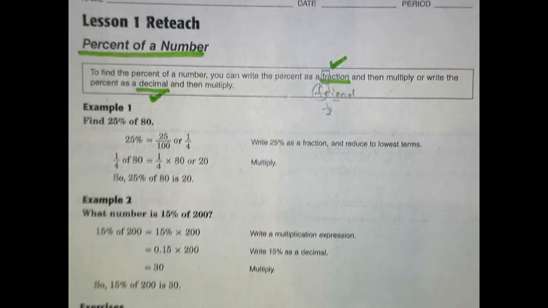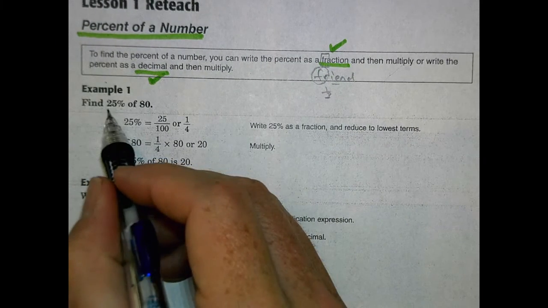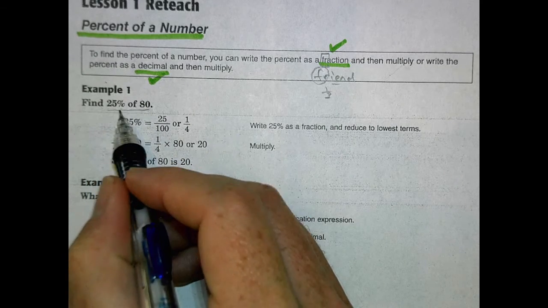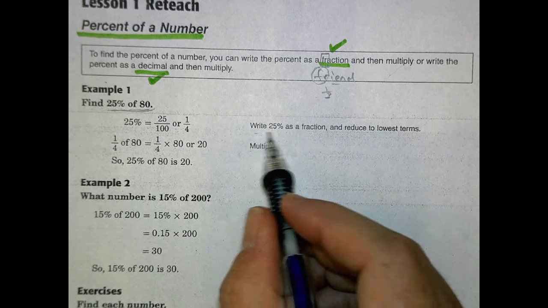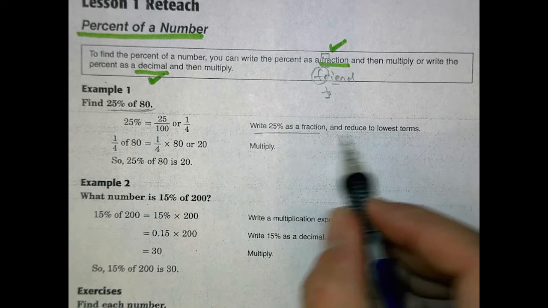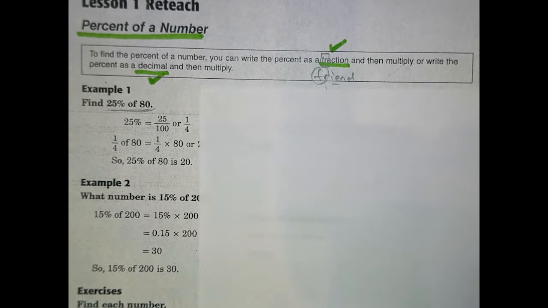Perfect. All right, let's take a look at example number 1. It says find 25% of 80. Again, there are a couple ways of looking at this, right? You can write 25% as a fraction and then reduce and multiply. That's one way of doing it here. So let's take a look at what they did.